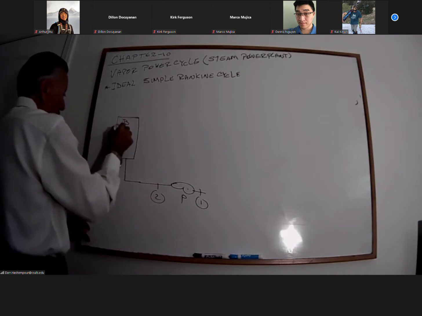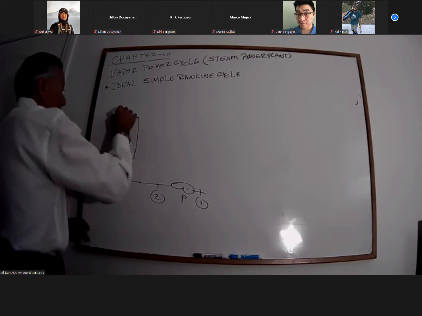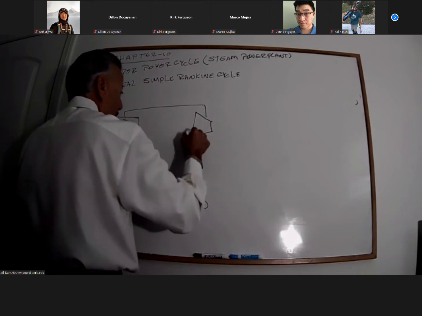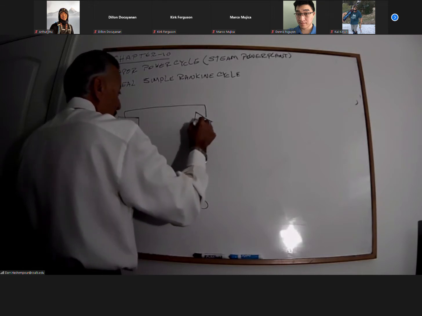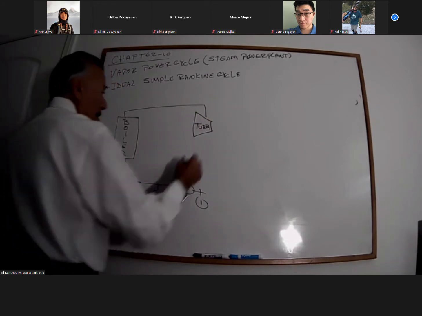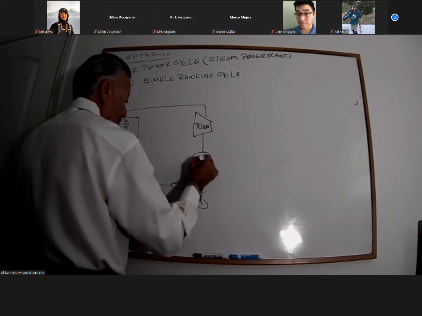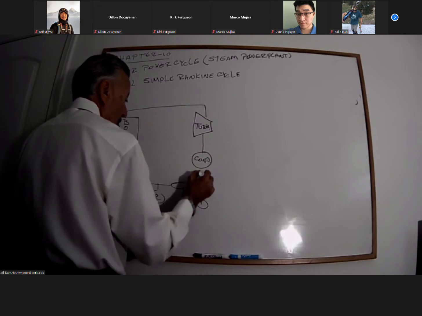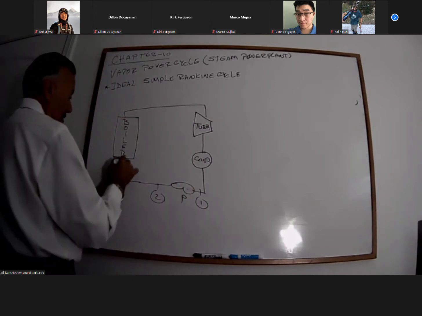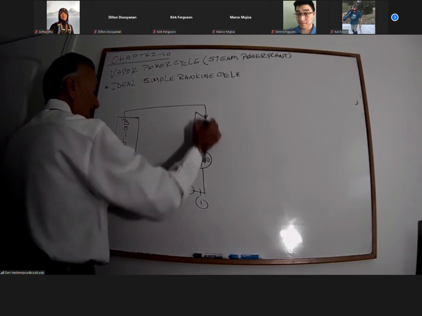This is not boiler. This is not a steam turbine. Now here is our condenser. Going back to point 1. Same thing, just rearrange it a little bit. So that's how you're going to see it.